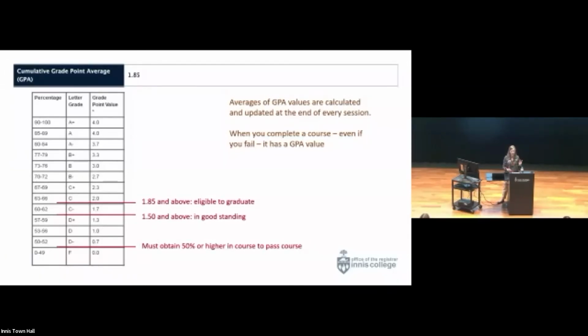At the end of each academic session, of which there are 2, the fall-winter is 1 and the summer session is the other, your cumulative grade point average is calculated for academic standing. At each one of those checkpoints, in order to be in good standing, you need to have at least a 1.5 or higher. In order to be eligible to graduate, your cumulative grade point average needs to be at least a 1.85 or higher. The way that's calculated is the sum total of your grade point values divided by the number of credits attempted.